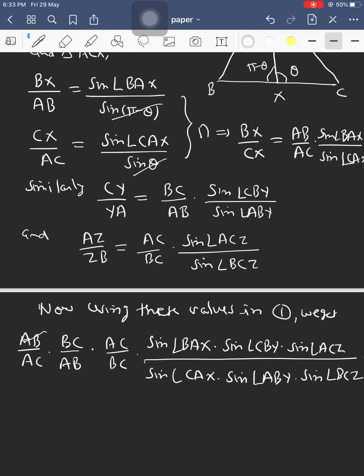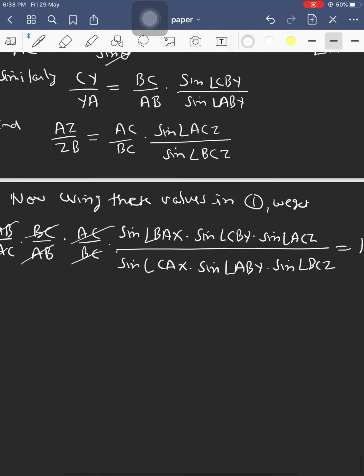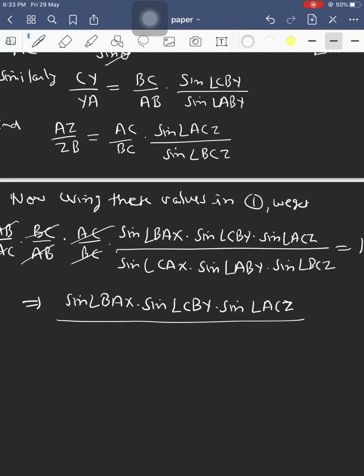But AB cancels out, BC cancels out, AC cancels out. Therefore what we get from here is sine angle BAX into sine angle CBY into sine angle ACZ upon sine angle CAX into sine angle ABY into sine angle BCZ equals 1. This is the proof of the trigonometric form.